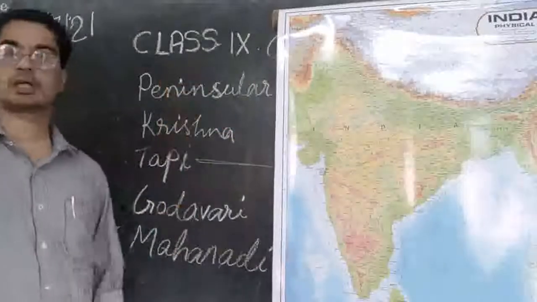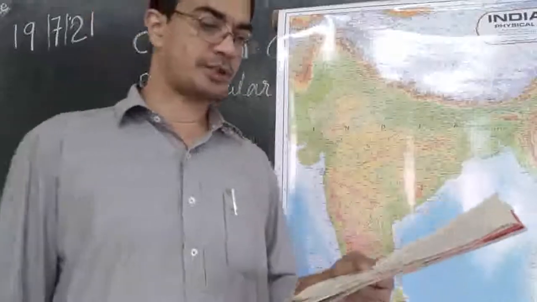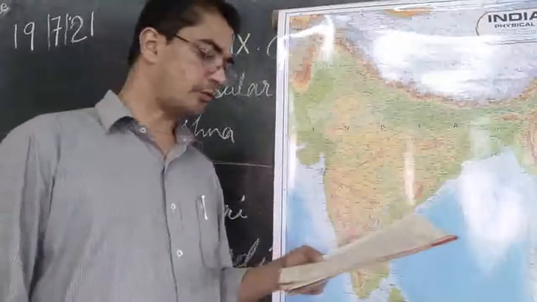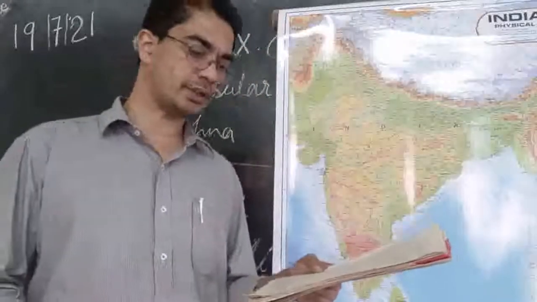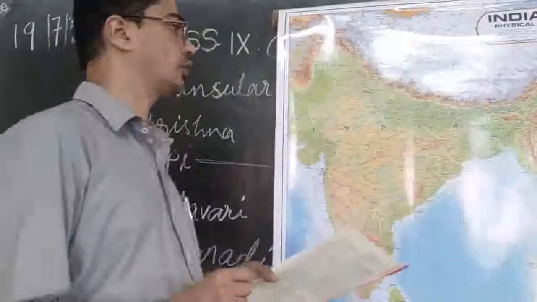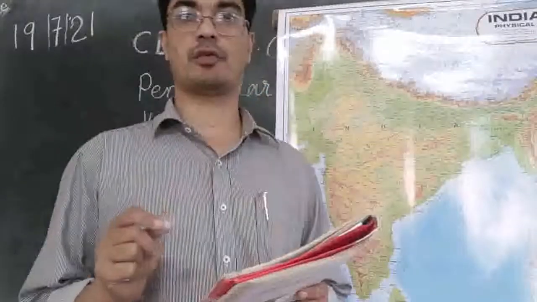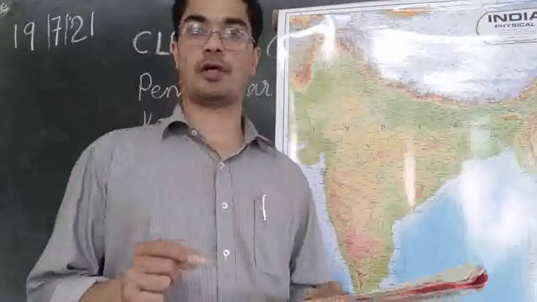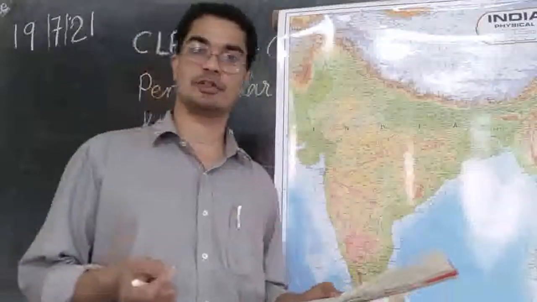So the river Krishna, rising from the spring near Mahabaleshwar, flows for about 1,400 kilometers and reaches the Bay of Bengal. This Krishna is also quite long after Godavari. Godavari's length is 1,500 kilometers. Krishna's length is 1,400 kilometers. So between them there is only a 100 kilometer difference.